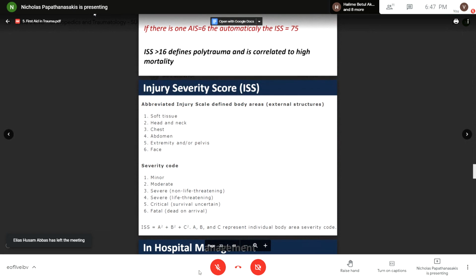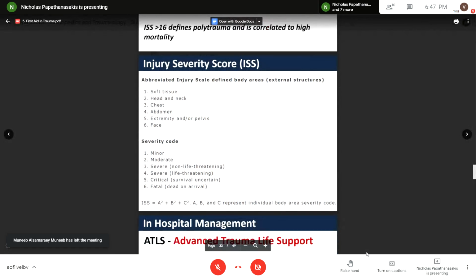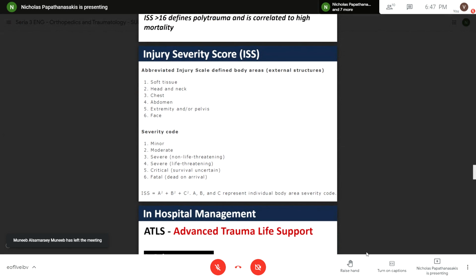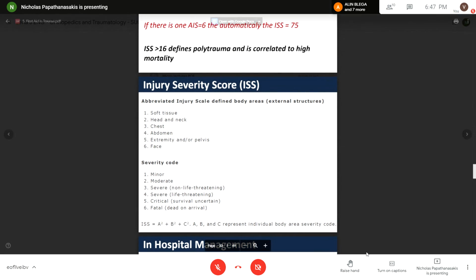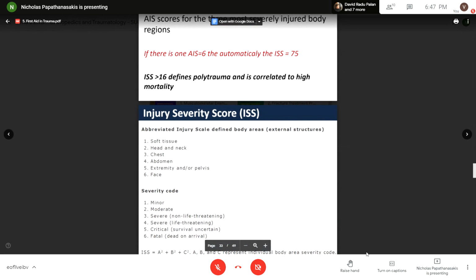You following me? No. I don't think you really have to know how to calculate it. Yeah, I think I get it now, because I didn't skip to the next slide, so I was still on slide 32. It tells you at the bottom what you're actually supposed to put in, but they're not going to ask you to calculate it. Just know that if any of the abbreviated injury body areas has a severity code of a 6, then it's automatically a 75, and you don't have to worry about calculating anything. They're probably going to die if you don't help them. You get what I'm saying?